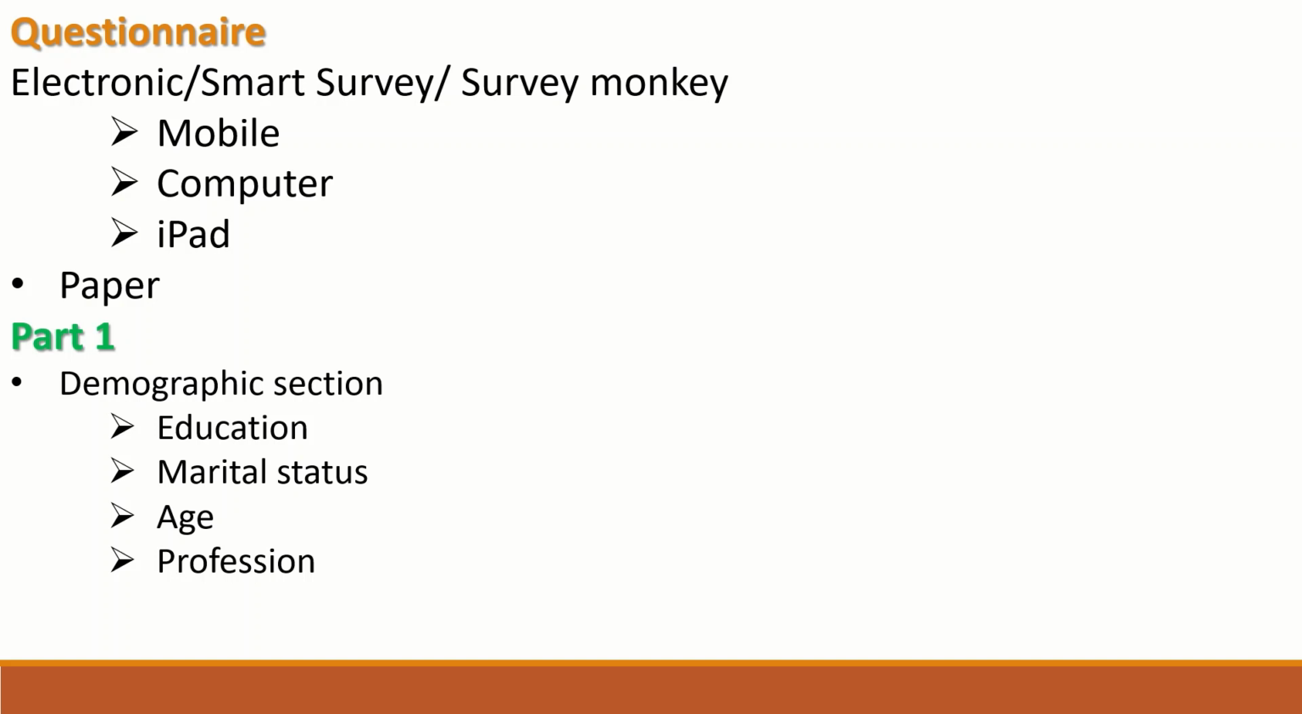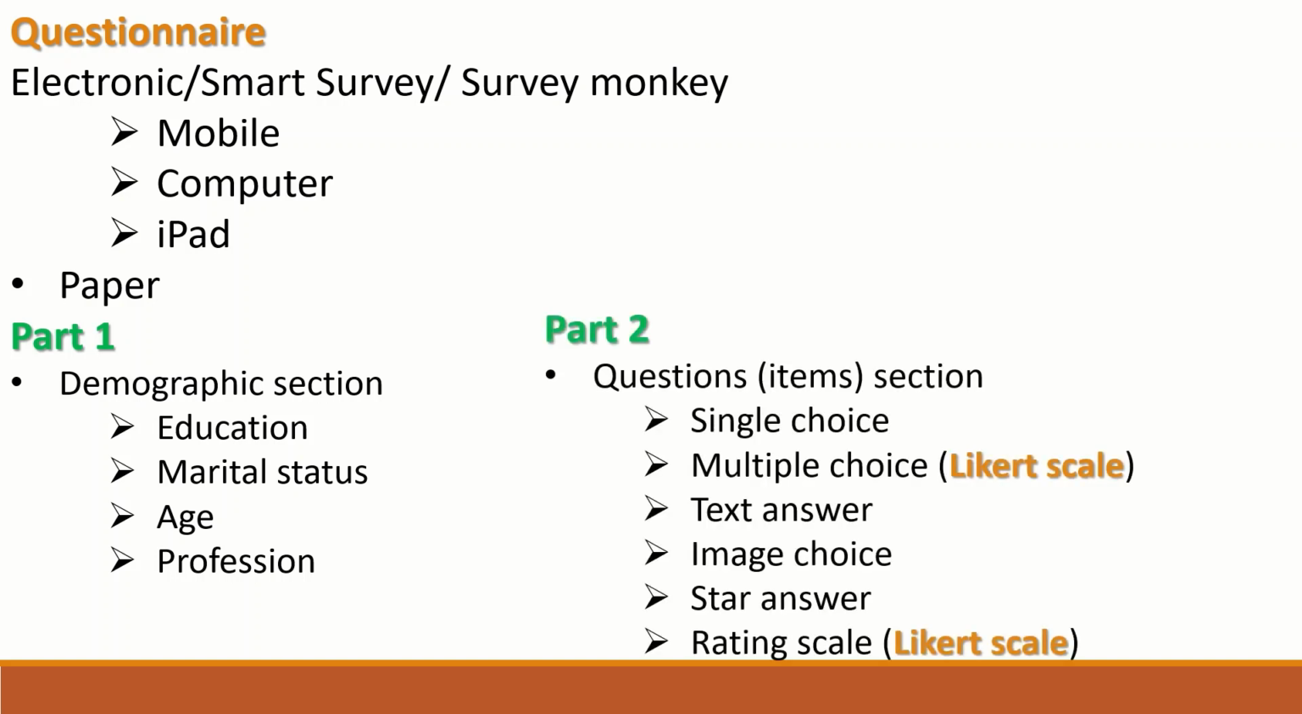Now the questionnaires, especially the ones in the medical field, have two important parts or components. Part 1 is the demographic section, which will gather information on the marital status of the individual, the education, the age, and the profession, whether they are doctors, health workers, dentists, and so on.